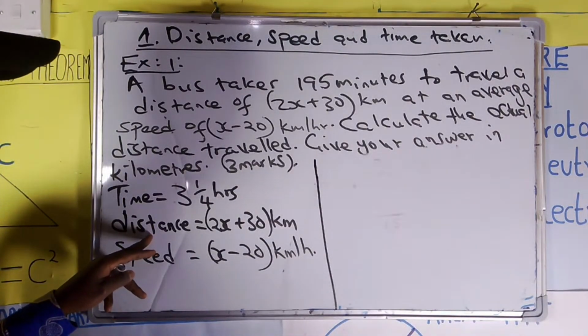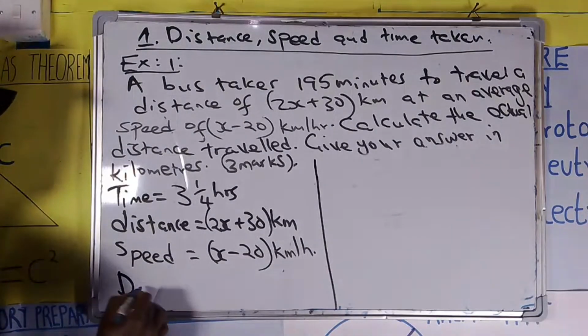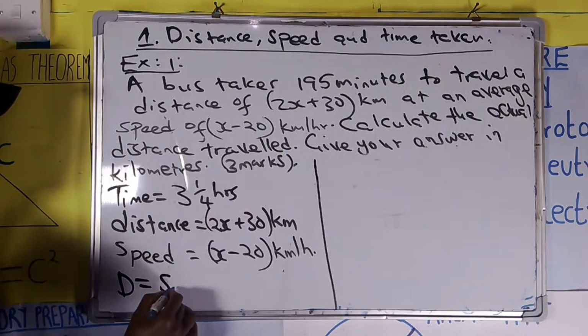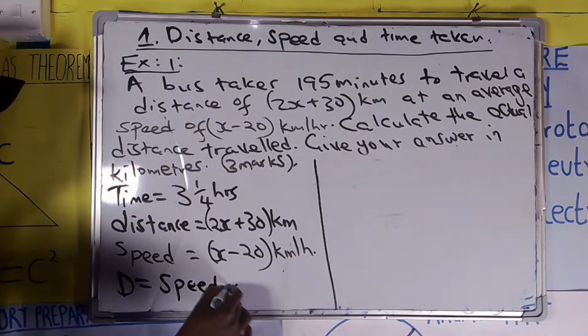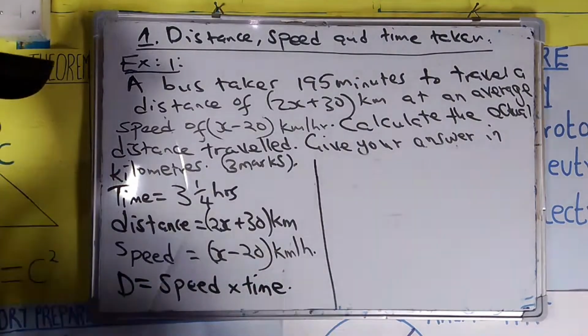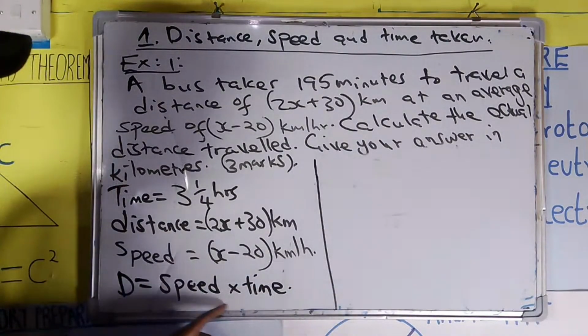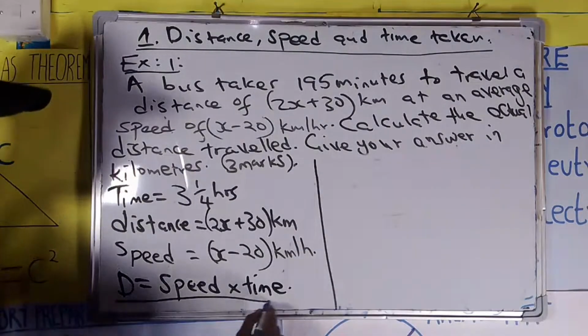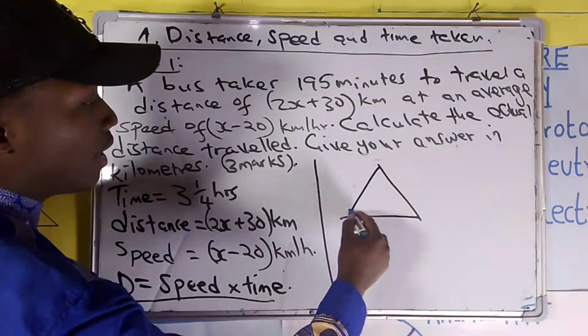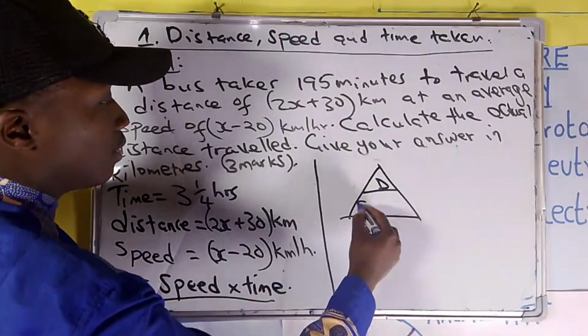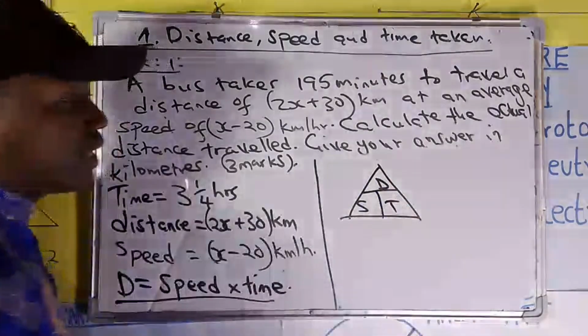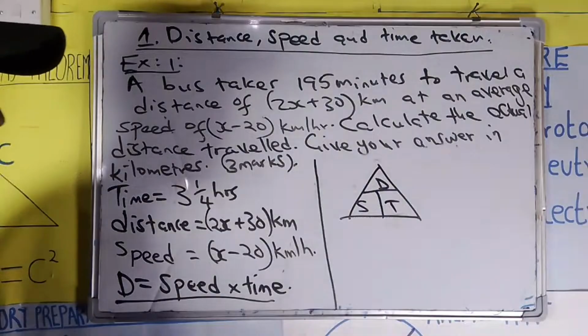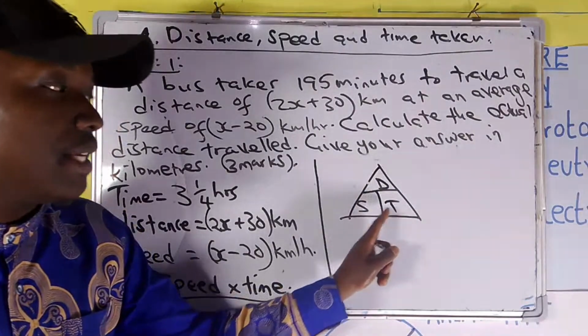What is the formula for finding the distance? The distance is equal to speed multiplied by time. That is the formula we use to find distance: distance is equal to speed times time. If you want to know where I got this formula from, we have a triangle here that we use, and this triangle has distance, speed and time.